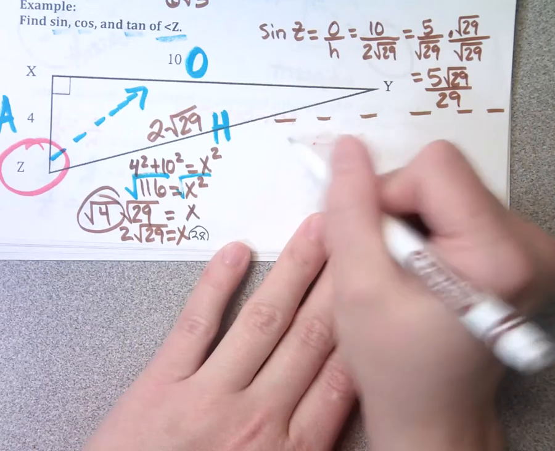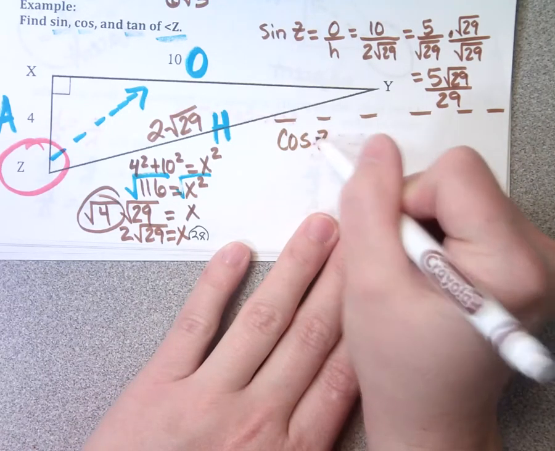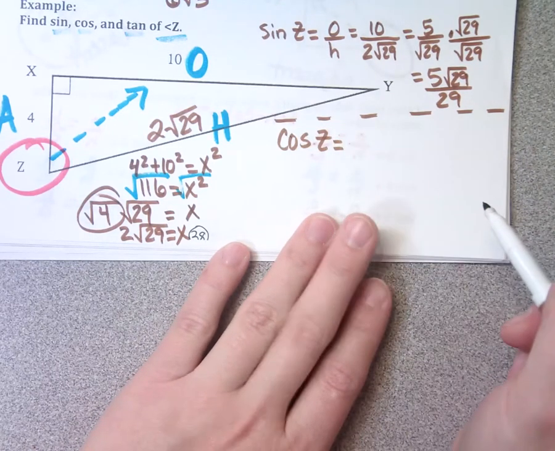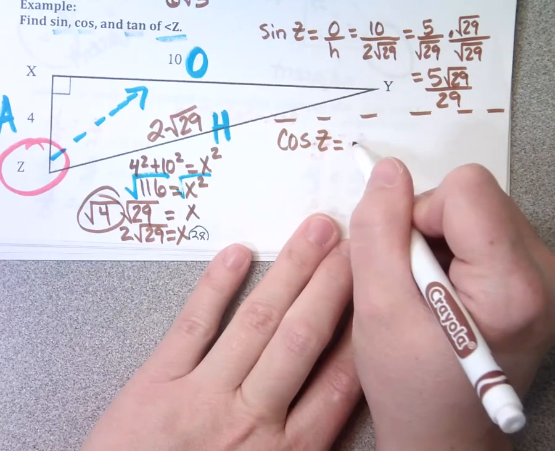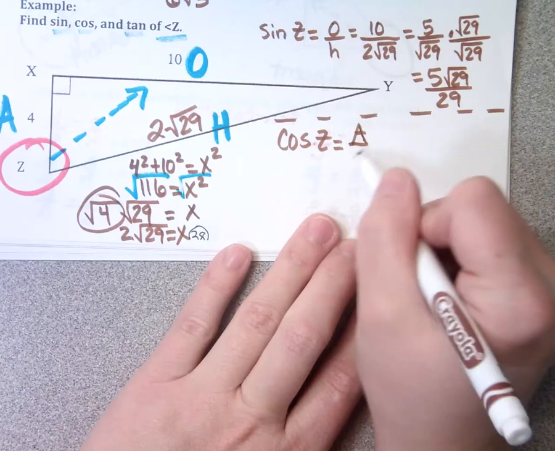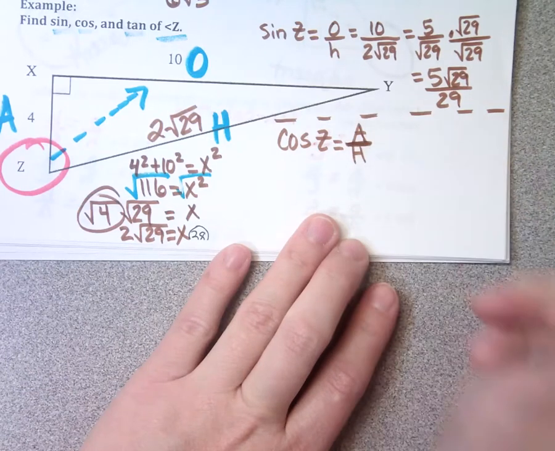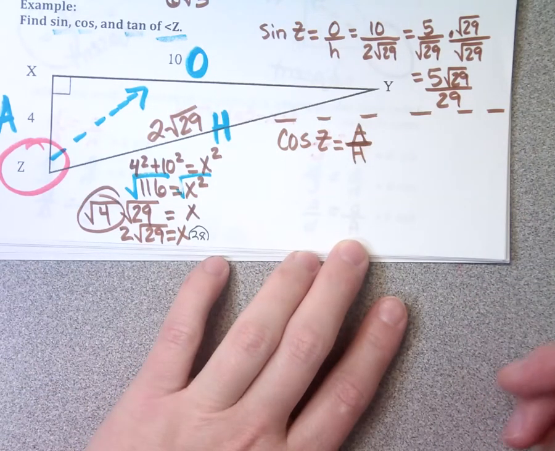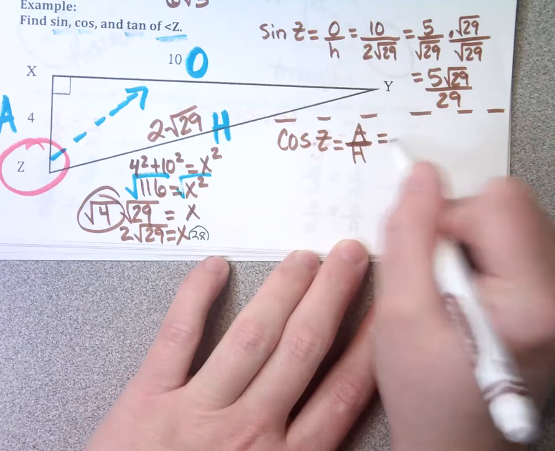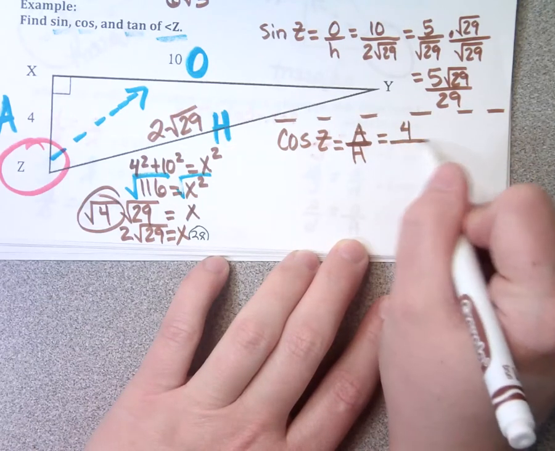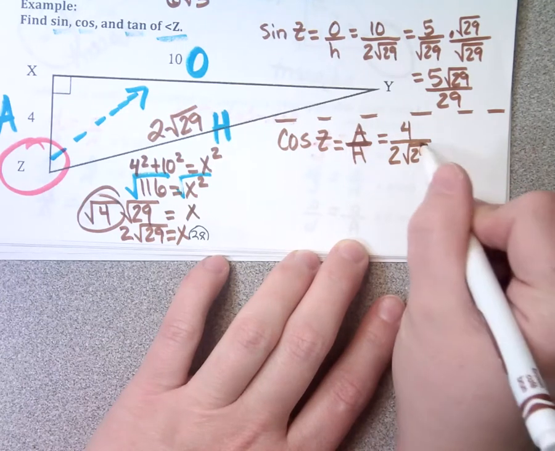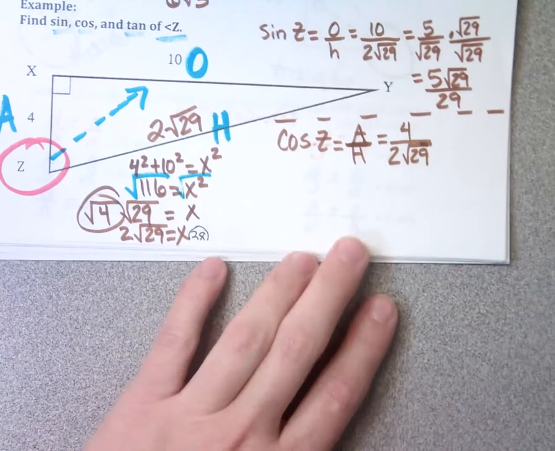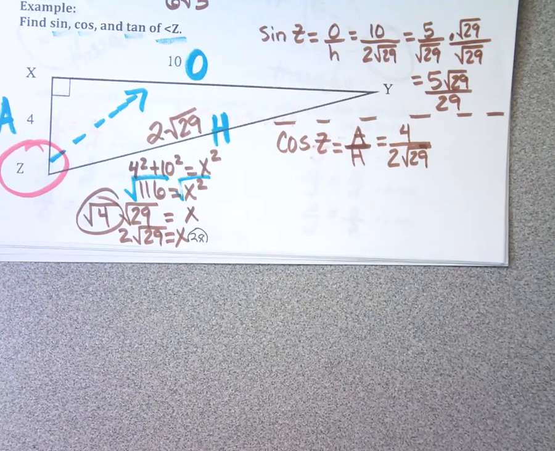Okay, next one up is cosine. So cosine of angle Z. Cosine is defined as what over what? Adjacent over hypotenuse. And if I look at my picture, what would I write for adjacent over hypotenuse? 4 over 2 square root of 29. Okay, I want to see if you guys can reduce and simplify from here, and then I'm going to draw a stick. So see if you can reduce and simplify.